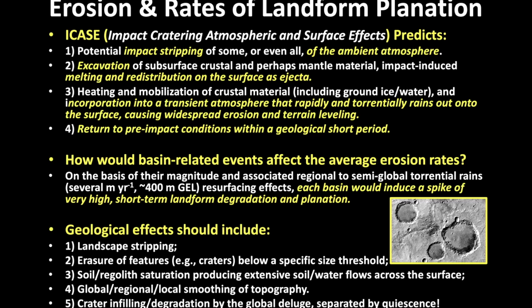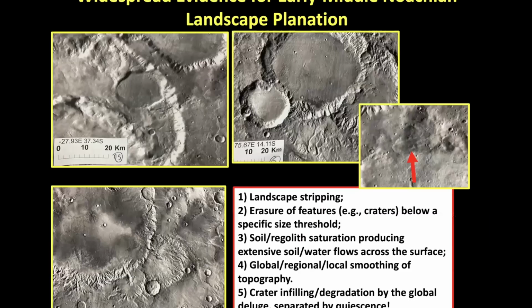So what does that look like? Do we see any evidence for that? We see evidence for that all over the place. Here, we've taken about 30 semi-random late middle Noachian and early Noachian regions and studied them. And you find landscape stripping, erasure of features. You can see that the rim crests of these things are gone. There's a lot of erosion. You can see planation.